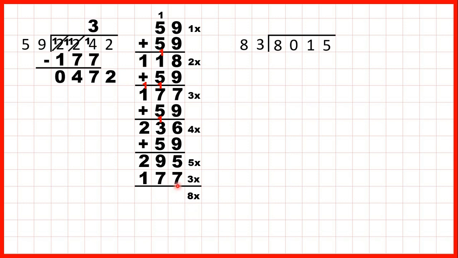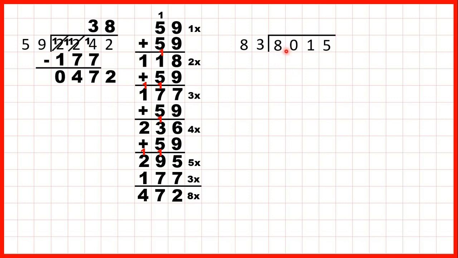5 plus 7 is 12, so 1, 2. 1 plus 9 plus 7 is 17, so 1, 7. And 1 plus 2 plus 1 is 4. So we know that 472 is exactly 8 times 59, which means that 8 must be the last digit of our answer. So here we didn't need to work out 6 times or 7 times. We were able to estimate and then just add the answer to 3 times to the answer to 5 times, and that gave us the answer to 8 times.